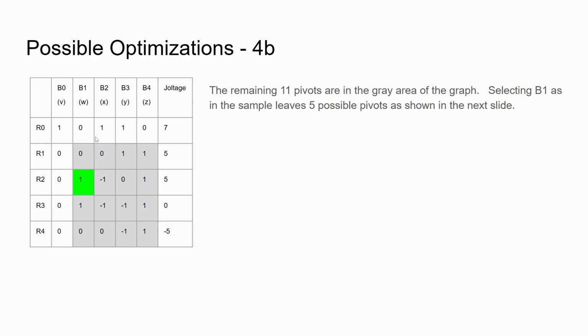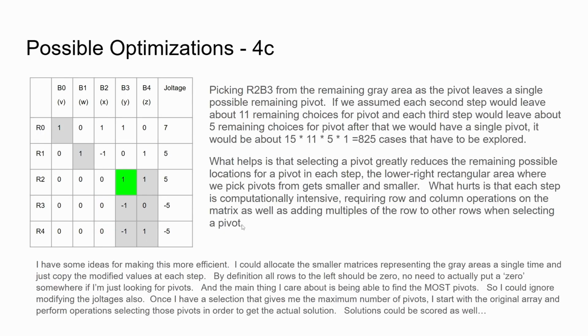But let me see, actually it greatly decreases the size of the graph. Instead of a 5x5 area where I'm looking for pivots, now I have a 4x4 for the second step, then a 3x3, then a 2x2, and finally one possibility for the last one. So that'd be approximately 825 cases I would have to explore, trying each pivot individually. I have ideas for making it more efficient, just keeping track of swap columns, what have you, but anyway.